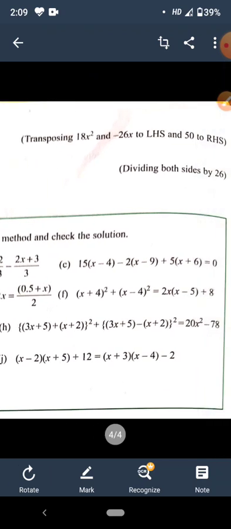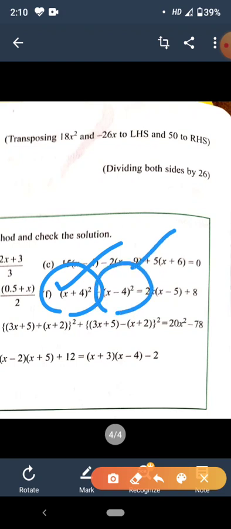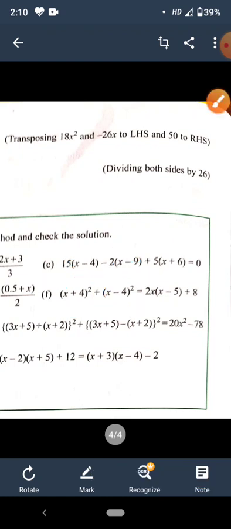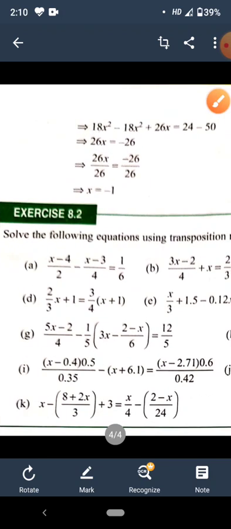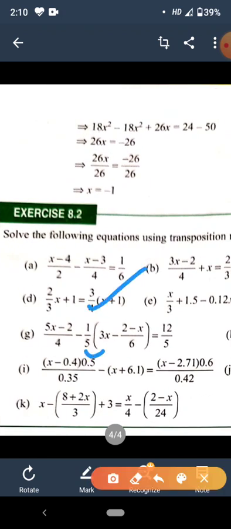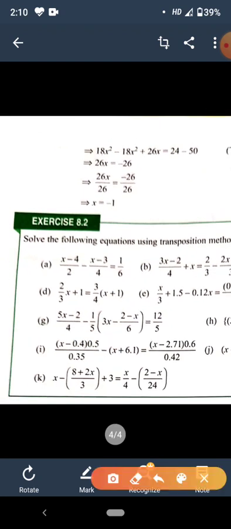Here in F part, while attempting F part, x plus 4 whole square. So firstly open this identity. In x minus 4 whole square, open this identity and then start solving the simplification. In this question, in the G part, you can see 5x minus 2 upon 4. Here there is a bracket, outside the bracket there is a 1 by 5. So firstly multiply this 1 by 5 and this, and inside the bracket you can also take the LCM. So firstly solve the bracket.